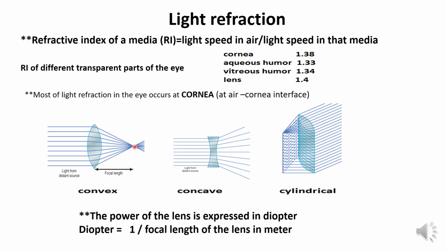The power of refraction of the lens is expressed in diopters. This diopter equals 1 over the focal length of the lens in meters. So let us take an example. If this focal length is 1 meter, the power of this lens is 1 diopter. If it is 10 centimeters, the dioptric strength of this lens is 10 diopters, and so on.